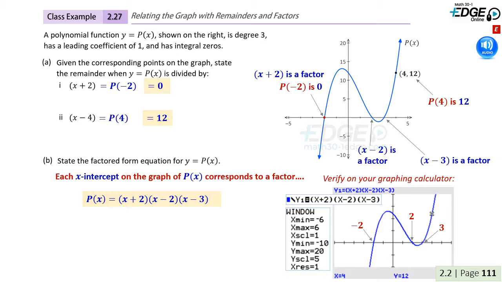Nonetheless, we will probably type our equation into our graphing calculator to confirm that x plus 2 times x minus 2 times x minus 3 gives us the same graph that we were originally shown.